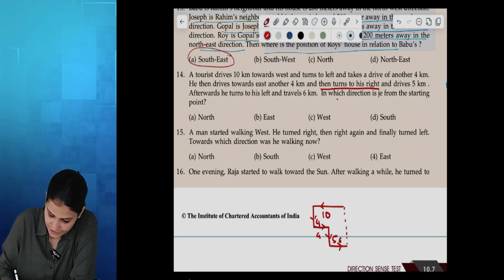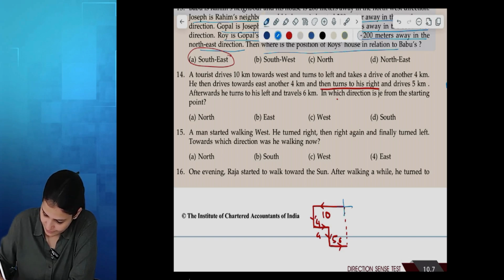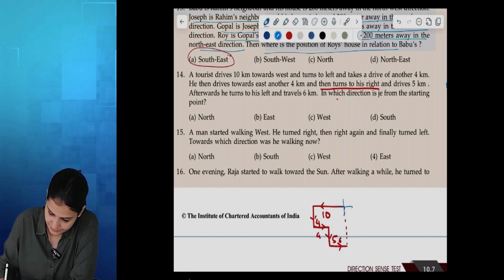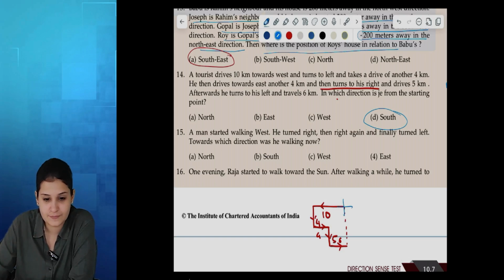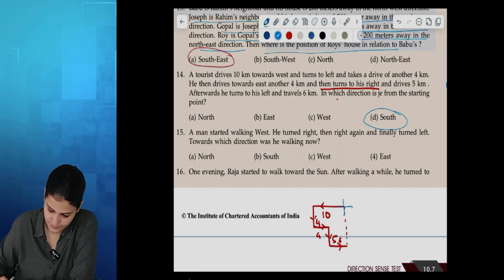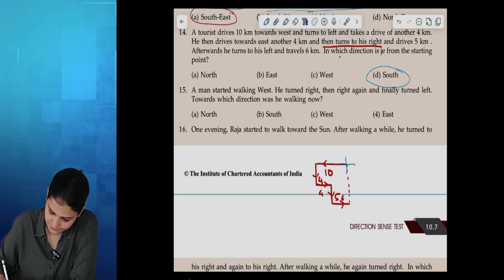In which direction is he from the starting point? So this was the starting point. He is in the south side. Clear? Yes, ma'am.